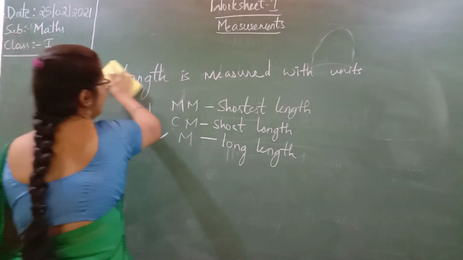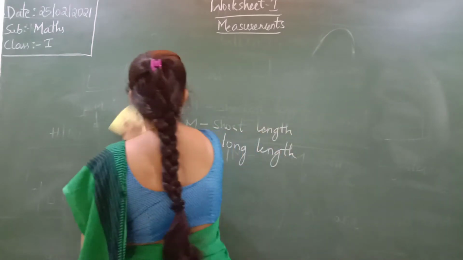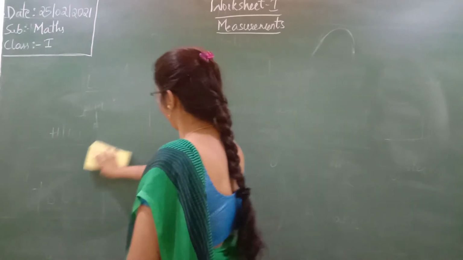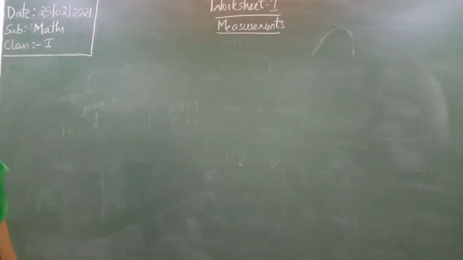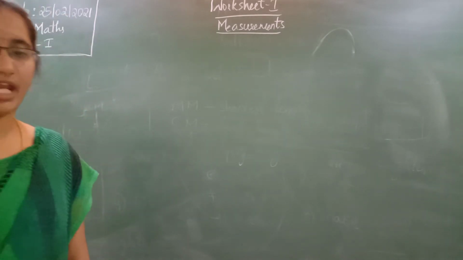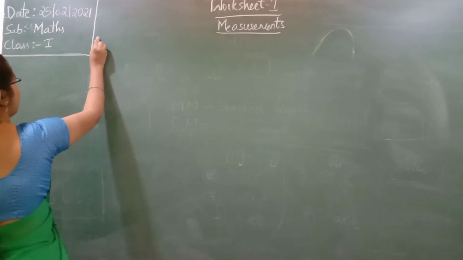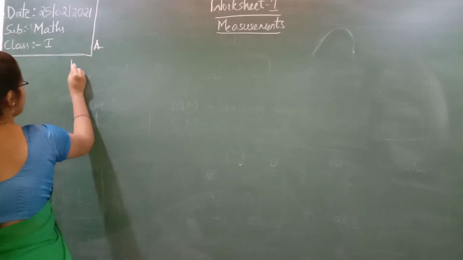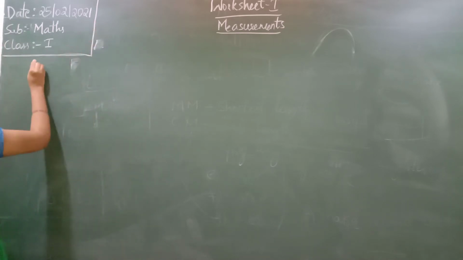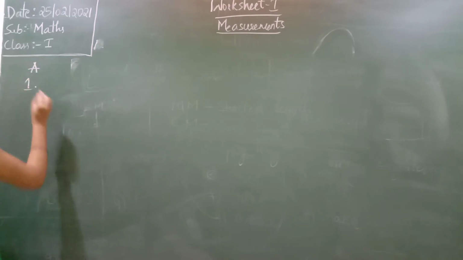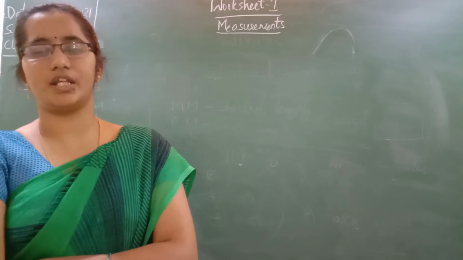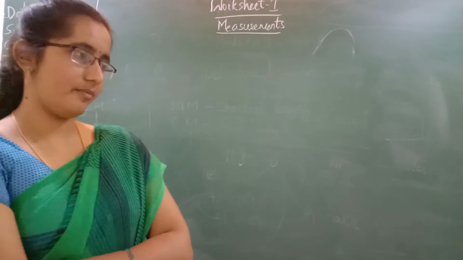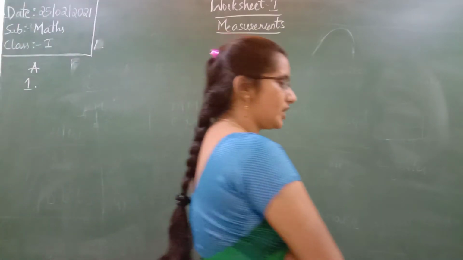Okay, now we will go into worksheet 1. Worksheet 1, A bit. What is the first one in the A bit? Body parts are used to measure length.